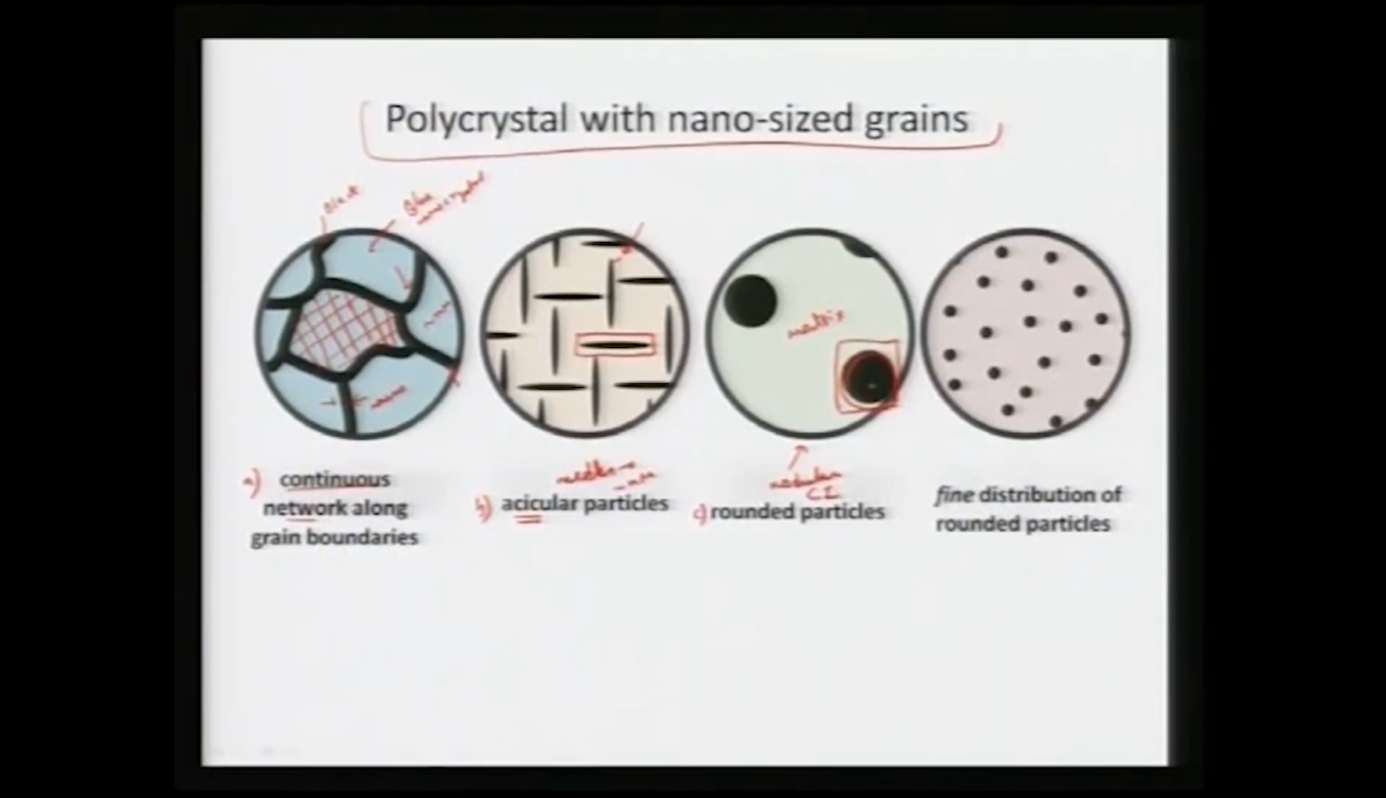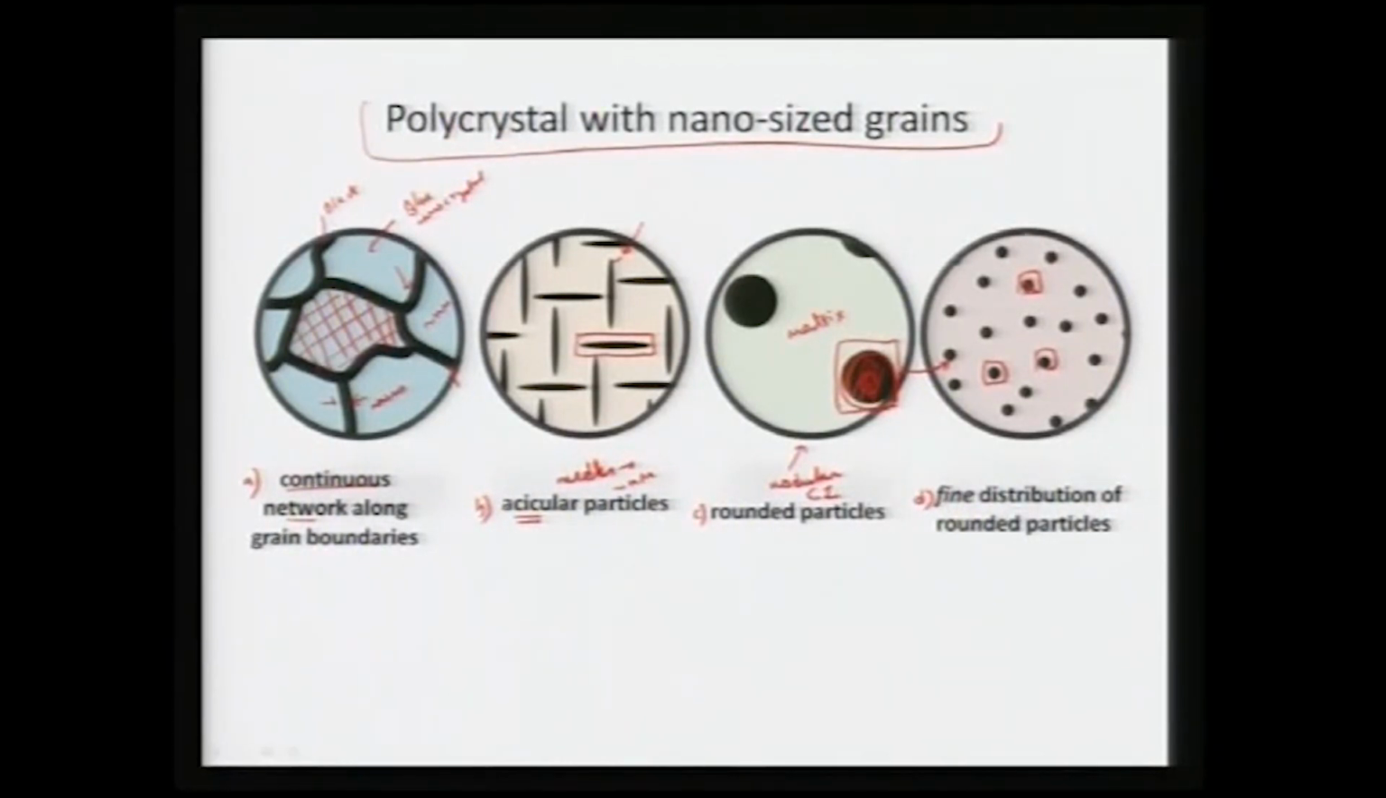Further, if we want to disperse these nodules, we can have them as a very fine distribution of these rounded particles. We can see these rounded particles are no longer available as an agglomerate, but are now dispersed throughout the matrix in a much more uniform fashion. We can still go on and reduce the size of these nodules or rounded particles, and make them much finer later on.